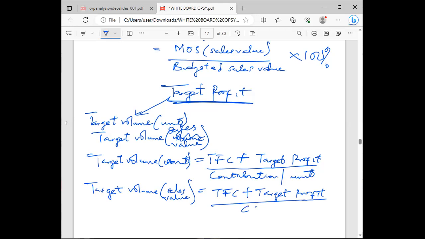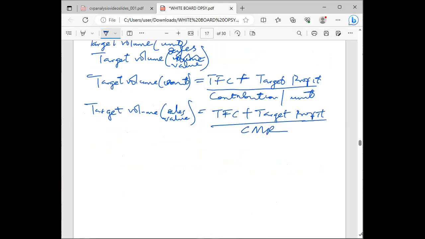All over CMR. We know what our CMR stands for.